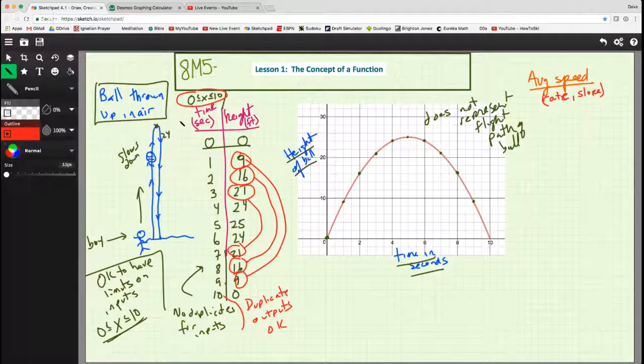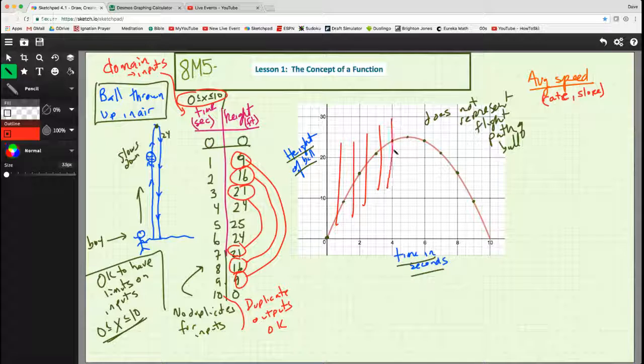Domain is an interesting word. Domain is your input values. Domain is another word for inputs. I can put things in a T-chart and have no duplicates. That's B. And then for C, any vertical line that I draw, I will not hit the function more than one time. So we pass the vertical line test.